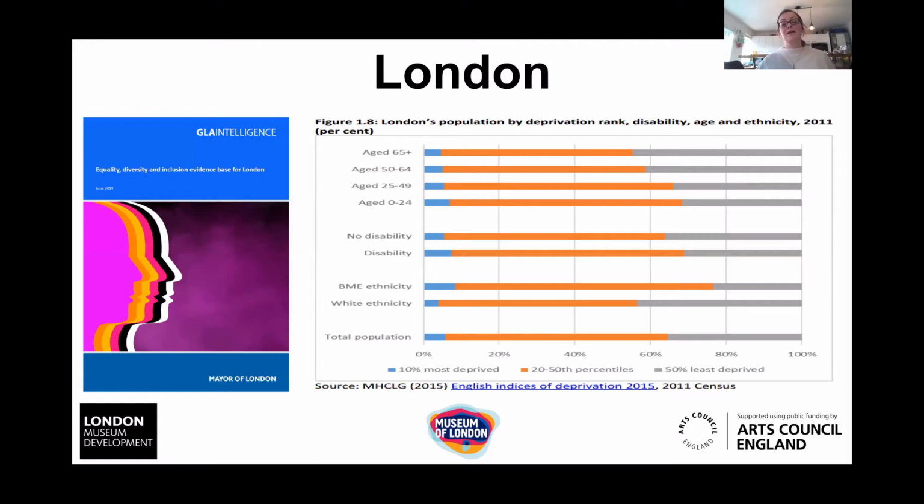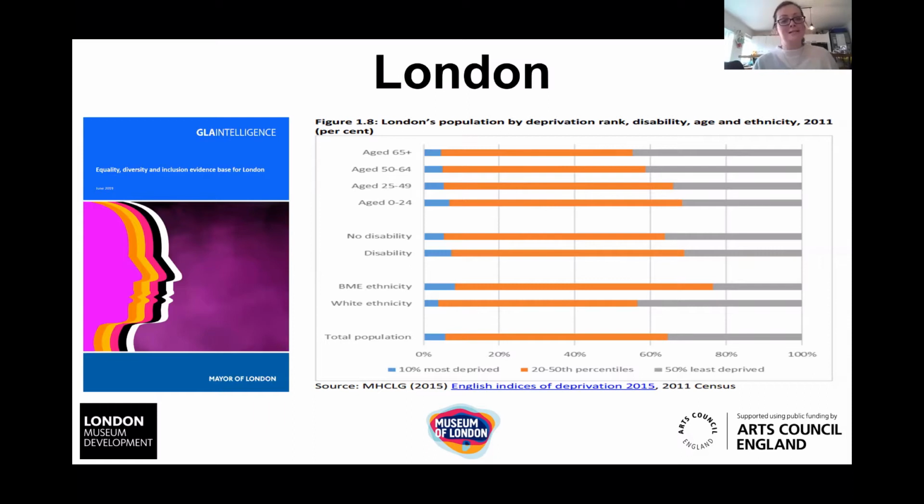So, London. This is all taken from the GLA's intelligence report. It's produced once a year. It's the Equality, Diversity and Inclusion Evidence Base for London. There are links to this in your pack. This is based on the 2018 data.